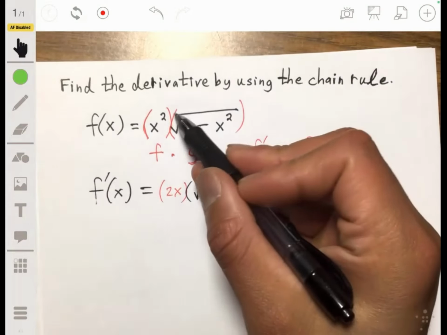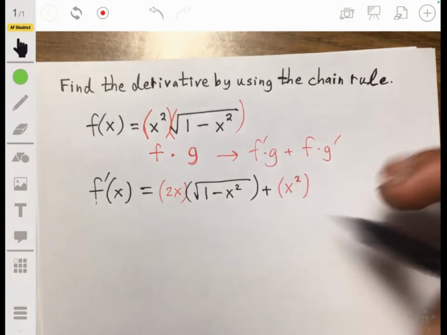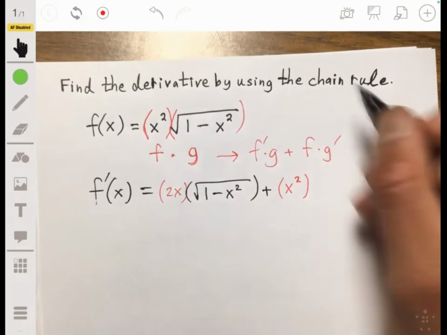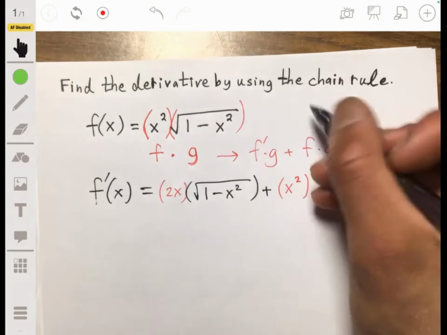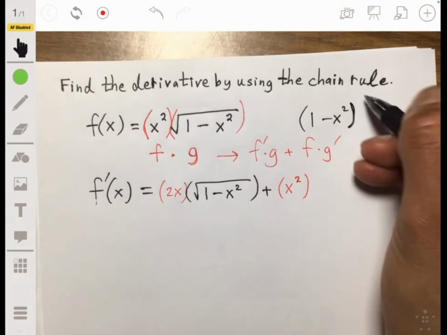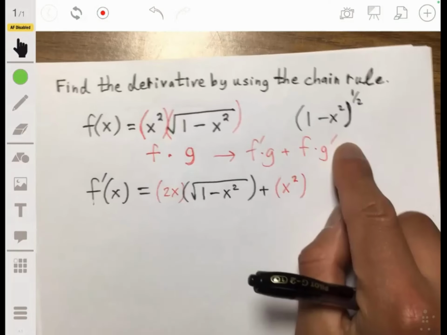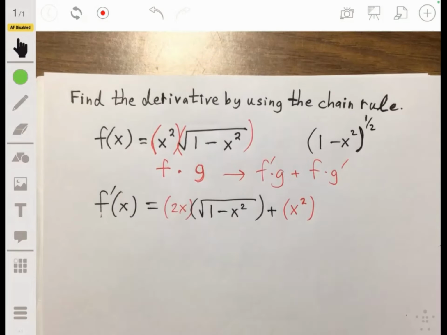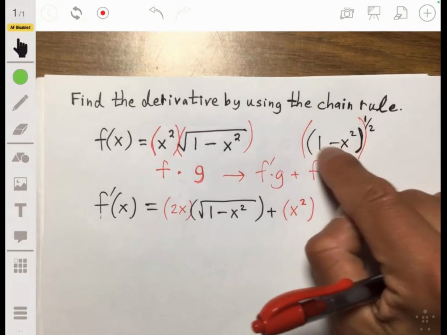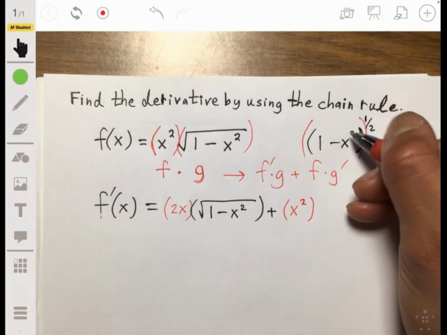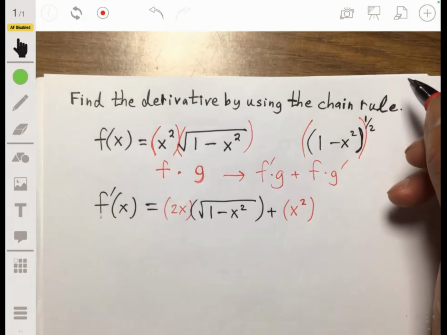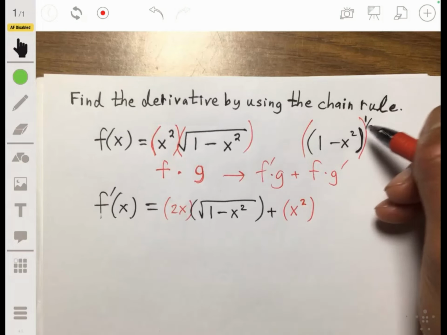And then we take the derivative of this square root function. That's where it gets a little confusing, so let me write this over here. Let me write the square root of 1 minus x squared as 1 minus x squared to the 1/2 power, because that's the same thing as the square root. So we actually have a power function and then a function inside that's another power function.